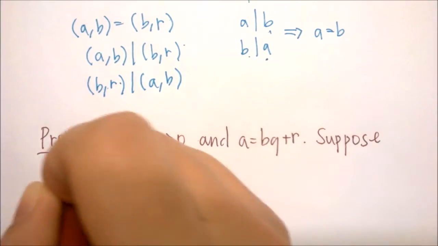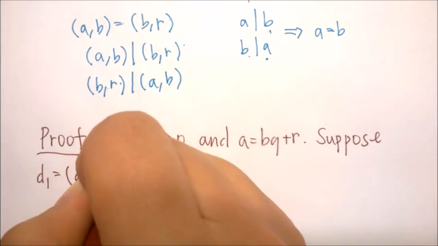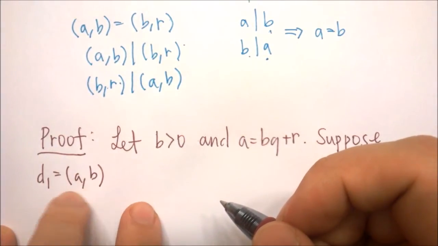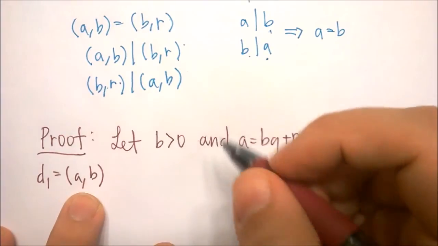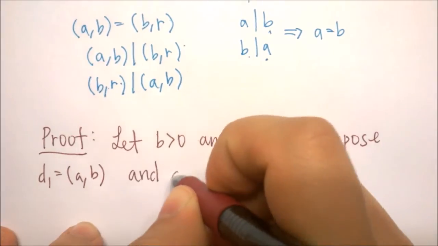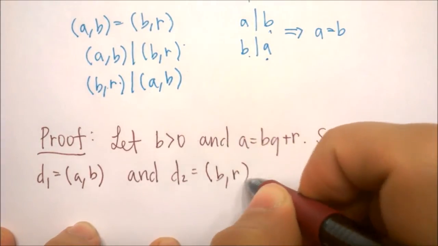So suppose D1 equals the GCD of a, b. That's just going to be a little bit easier to deal with: one variable instead of writing all this. So D1 is the GCD of a, b and D2 is the GCD of b, r.